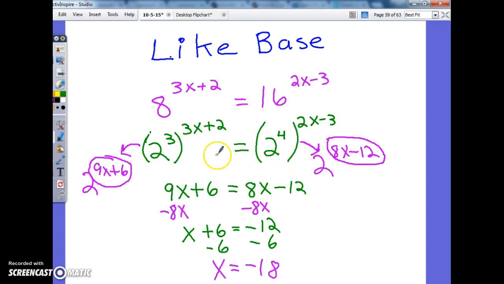So now we just set what? If 2 to this power equals 2 to this power, obviously the exponents have to be equal to each other. 9x plus 6 equals 8x minus 12, and the rest is algebra 1. I subtract 8x from both sides and get x, and then I take minus 6 from both sides, and this is gone, and I get x equals negative 18. Negative 12 and negative 6 is negative 18. Okay? Alright, we have another type of problem.